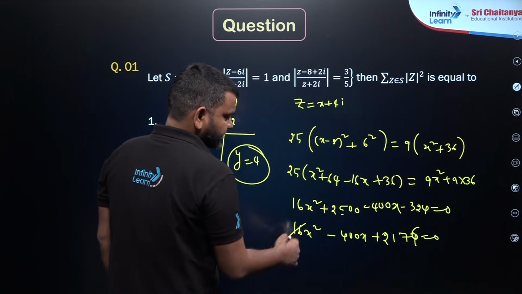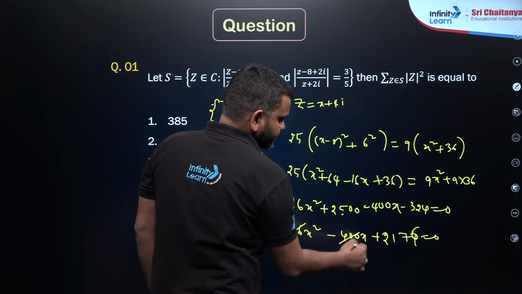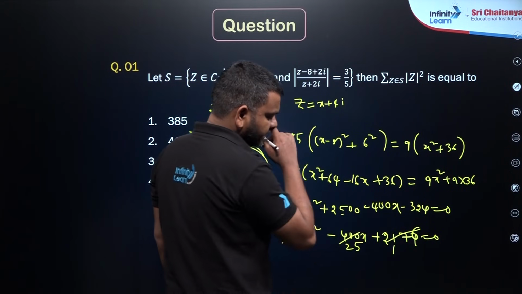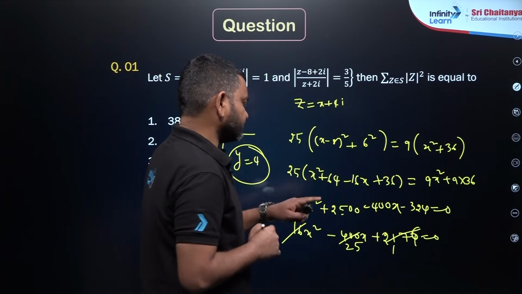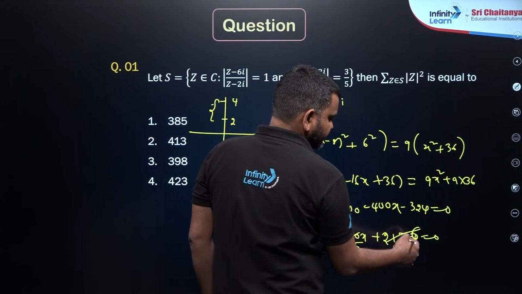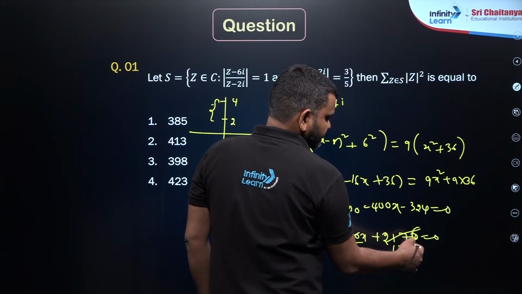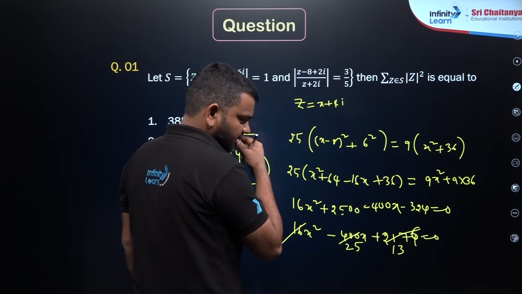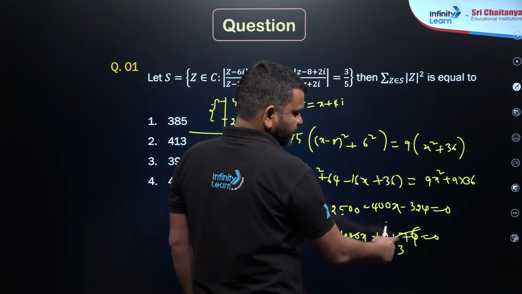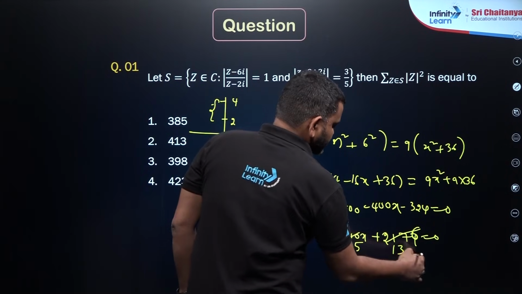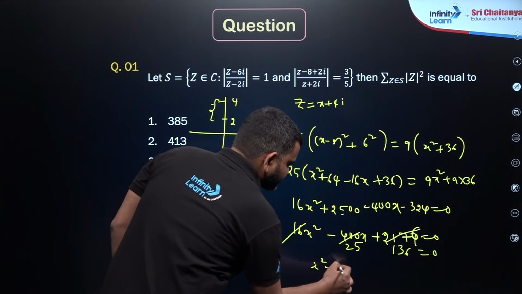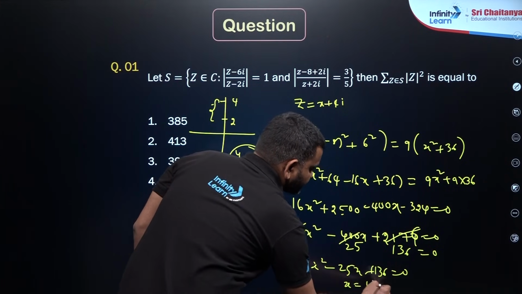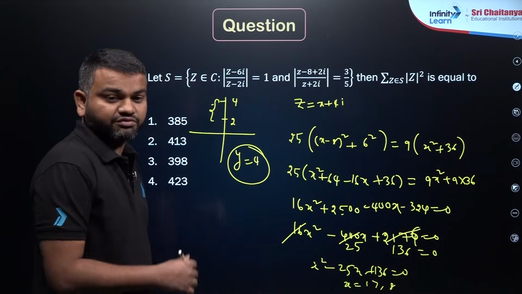So you cancel it with 16, this is 1, here it is going to be 25, and here I have 136. So I have x square minus 25x plus 136 is equal to 0. Then the x values are going to be 17 and 8, because 17 times 8 is 136.